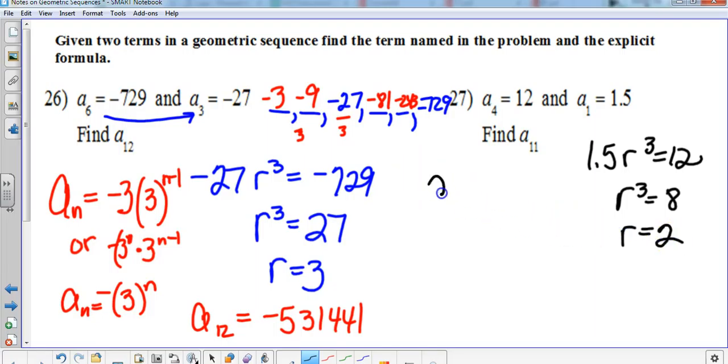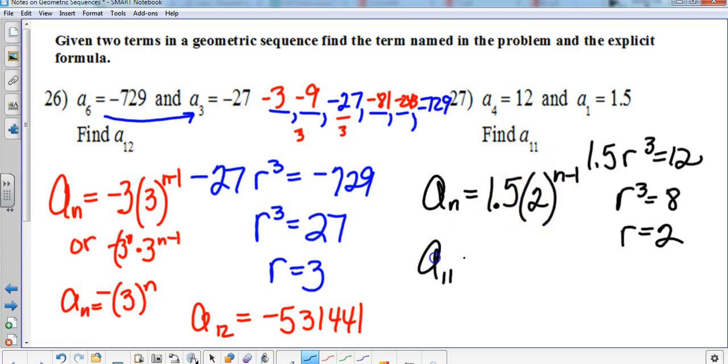2. So the formula is a sub n equals? Yep, they gave us the first term, thankfully. 1.5 times 2 to the n minus 1, and we need to put in an 11. 1.5 times 2 to the 10th, Faisal said 1536. And we should always trust Faisal.